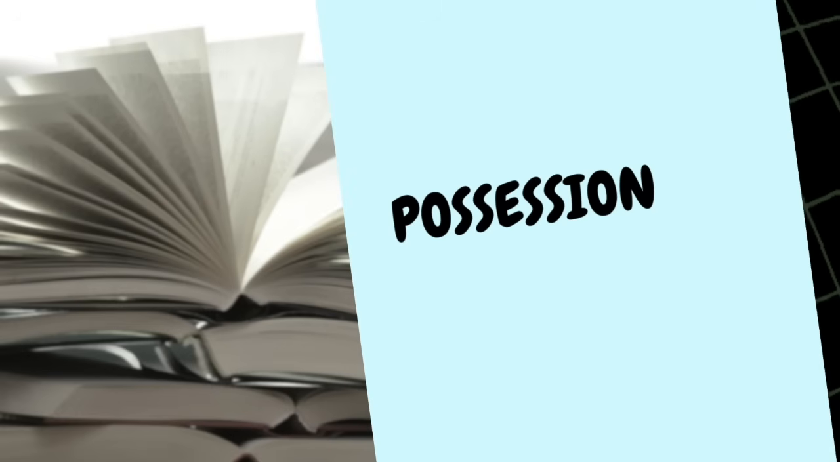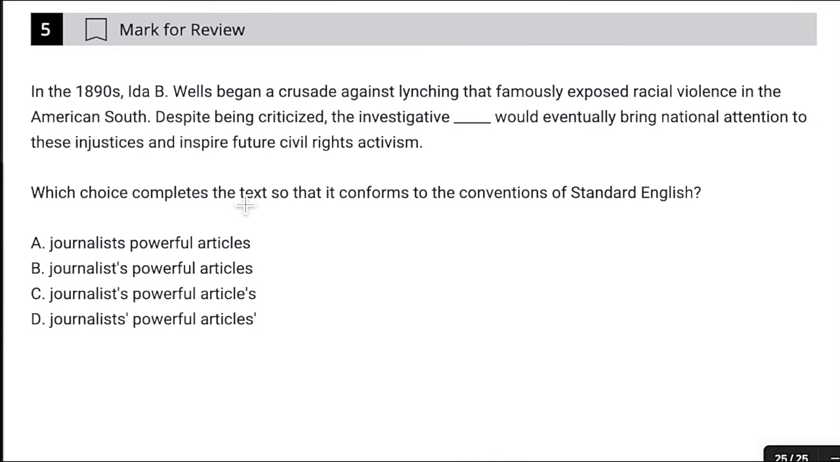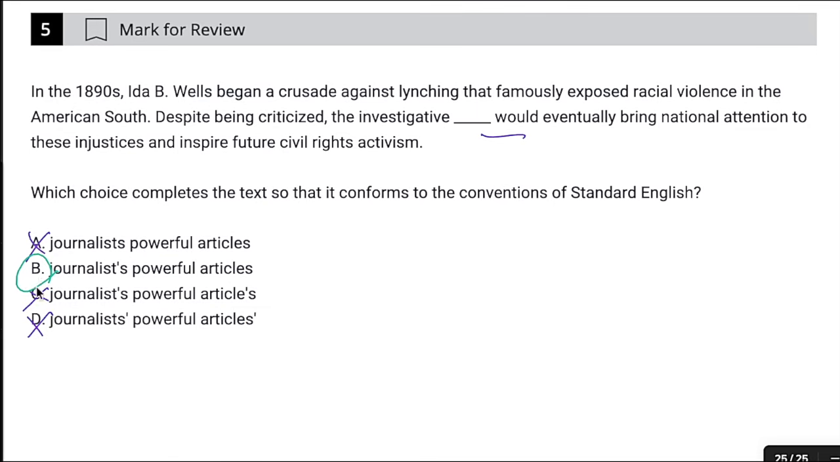For possession, I like to use the of the trick. So using the of the trick, we would say the powerful articles of the journalist. That does make sense. They should be possessed. So choice A is out of here. And then since we have a couple of options where articles is possessive of something, we would take the next word, would here, and saying the would of the articles doesn't really make sense. And also, if the next word is a verb and not a noun phrase, it's never going to work. We can only possess noun phrases. So choice C and D would be out, and we'd be able to pretty easily choose B here.